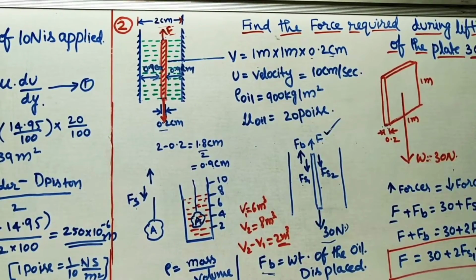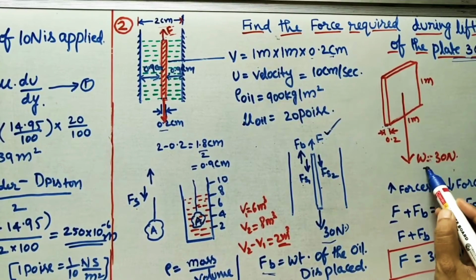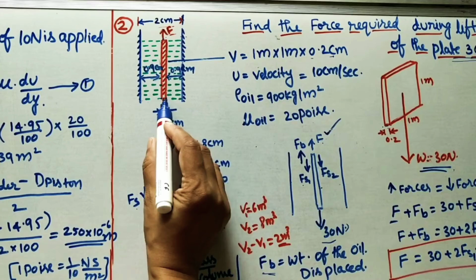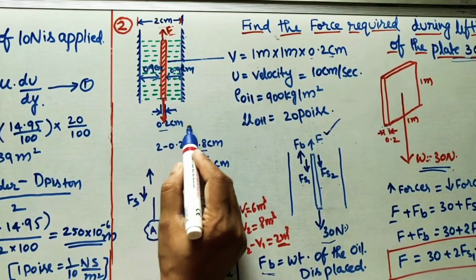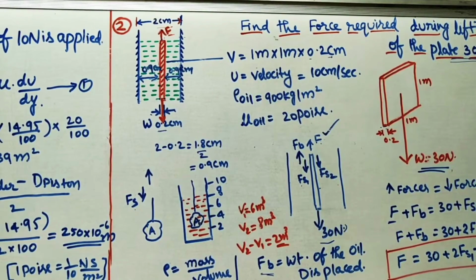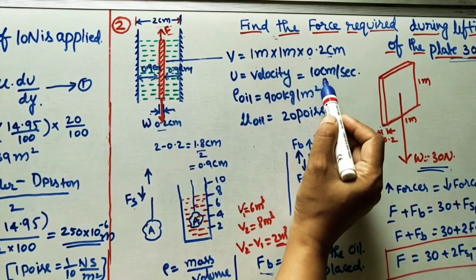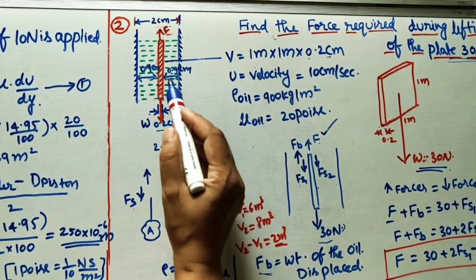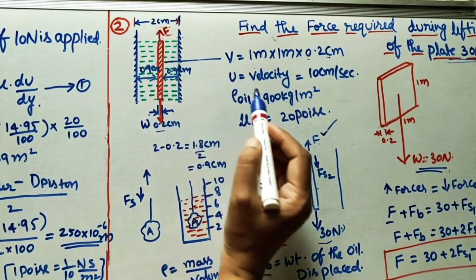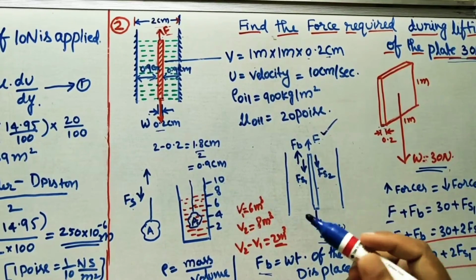What is the other given data? The weight of the plate is 30 newtons. So the weight of this plate is 30 newtons. Now here I am taking the thickness of this plate as 0.2. And the weight is acting downward, as we know, because of gravitational force. And what is the other given data? Velocity of the plate is given as 10 centimeter per second. This plate is moving in the upward direction, lifting this plate upward with the velocity 10 centimeter per second.